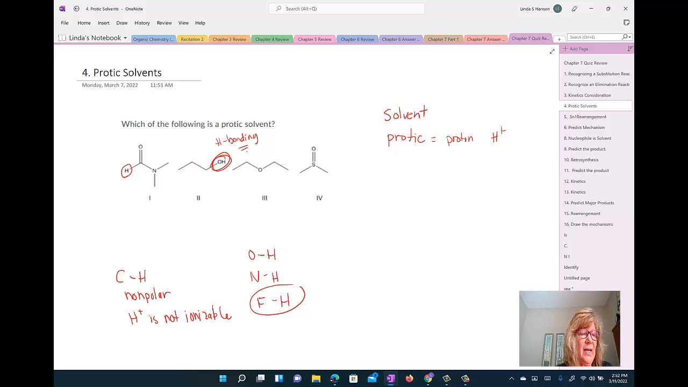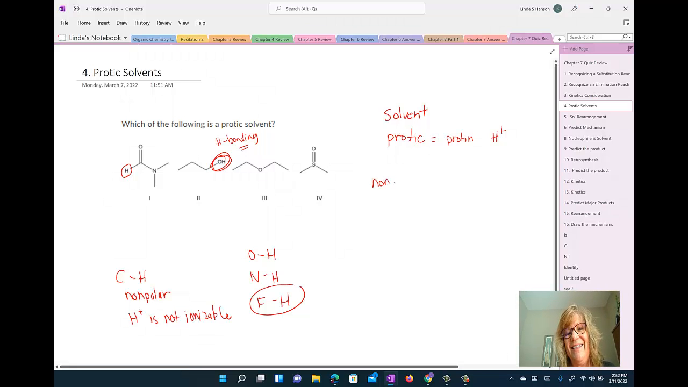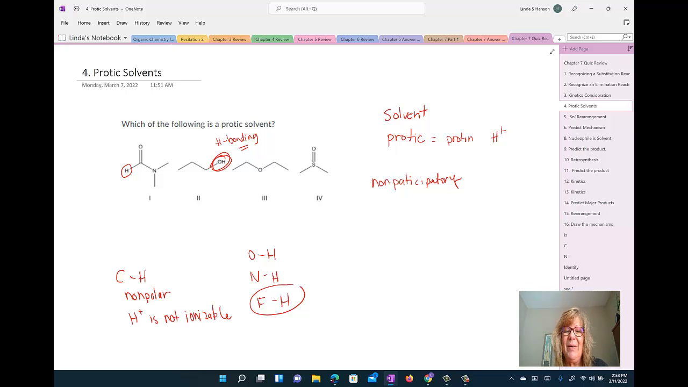So just some other comments about solvents. You can think about a solvent as being non-participatory in a reaction, and what that simply means is that it doesn't partake in the reaction itself. It's used to dissolve the reagents, but it's not a reagent itself.